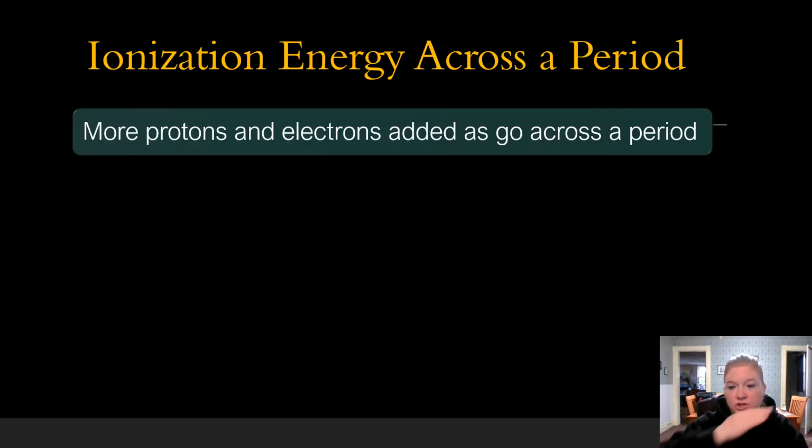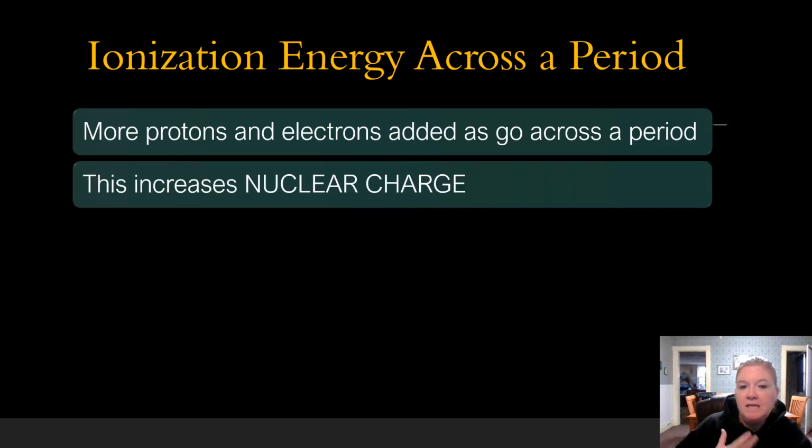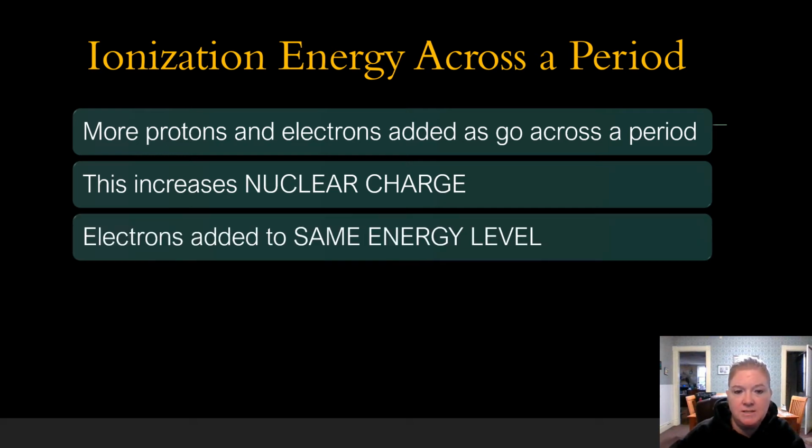So, ionization energy across a period. Remember, periods are horizontal rows on the periodic table. As we go across a period, we add a proton and an electron. Remember, atoms are neutral, so if I'm adding a proton, I'm adding an electron. So as I'm moving across the period, I have a proton and electron added with each element. This increases the nuclear charge. So the nucleus is going from a +3 to a +4 to a +5 to a +6. The nuclear charge is increasing.